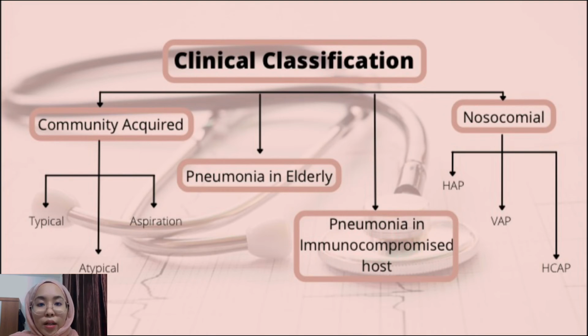Pneumonia in the elderly involves older people. Pneumonia in the immunocompromised host is a complex infection and inflammation of the lower respiratory tract. Nosocomial pneumonia is divided into three: HAP, VAP, and HCAP. HAP is hospital-acquired pneumonia, VAP is ventilator-associated pneumonia, and HCAP is healthcare-associated pneumonia.